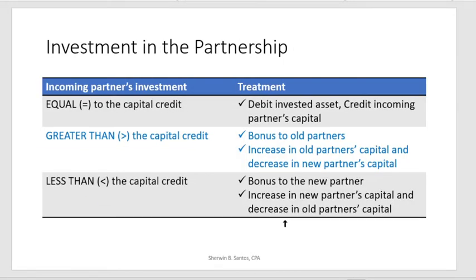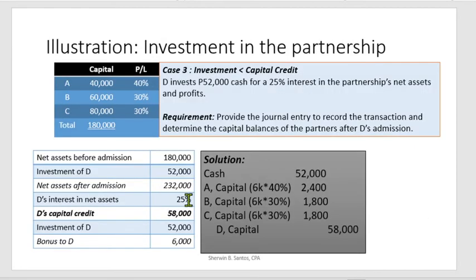So, balikan natin dito. Ang sabi dito, it will increase the new partner's capital and it will decrease the old partner's capital. So, na-decrease yung old partner's capital. 6,000 times 40%, 6,000 times 30%, 6,000 times 30%. So, yun ang proration ng 6,000 natin. So, binawasan mo ng 6,000 prorated yung A, B, and C capital. At dinala mo yun kay D.